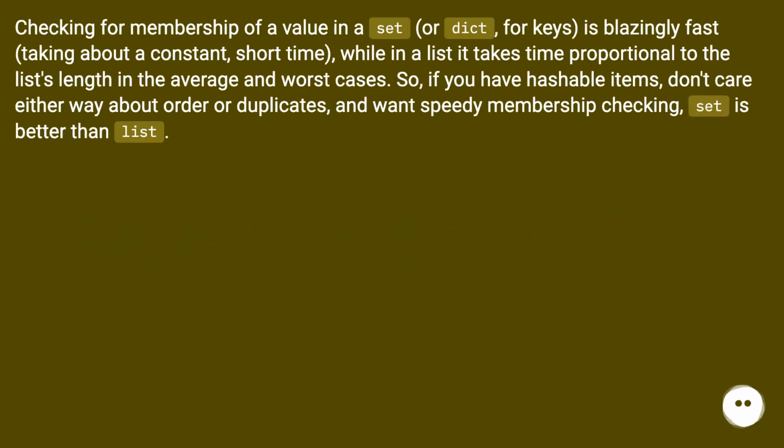Checking for membership of a value in a set, or dict, for keys, is blazingly fast, taking about a constant, short time, while in a list it takes time proportional to the list's length in the average and worst cases. So, if you have hashable items, don't care either way about order or duplicates, and want speedy membership checking, set is better than list.